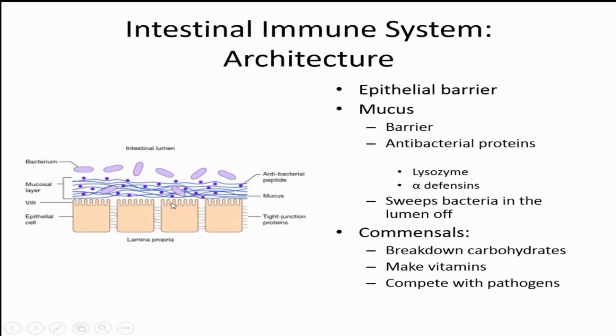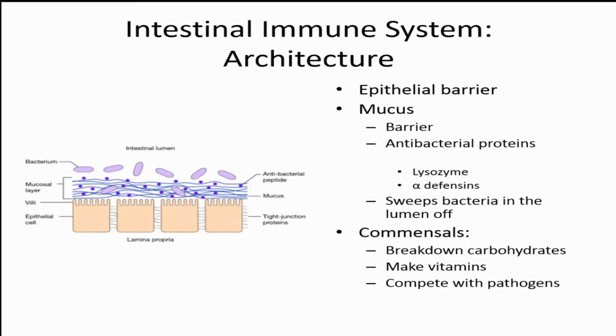So in the small intestine, there is one layer of mucus. However, in the large intestine, there is one mucus layer which is really adherent to the epithelium, and on top is another mucus layer which is less dense, and it has alpha defensins which fight the pathogens. The function of this mucus is basically to sweep all the bacteria that's coming into the lumen and take them off into pieces.